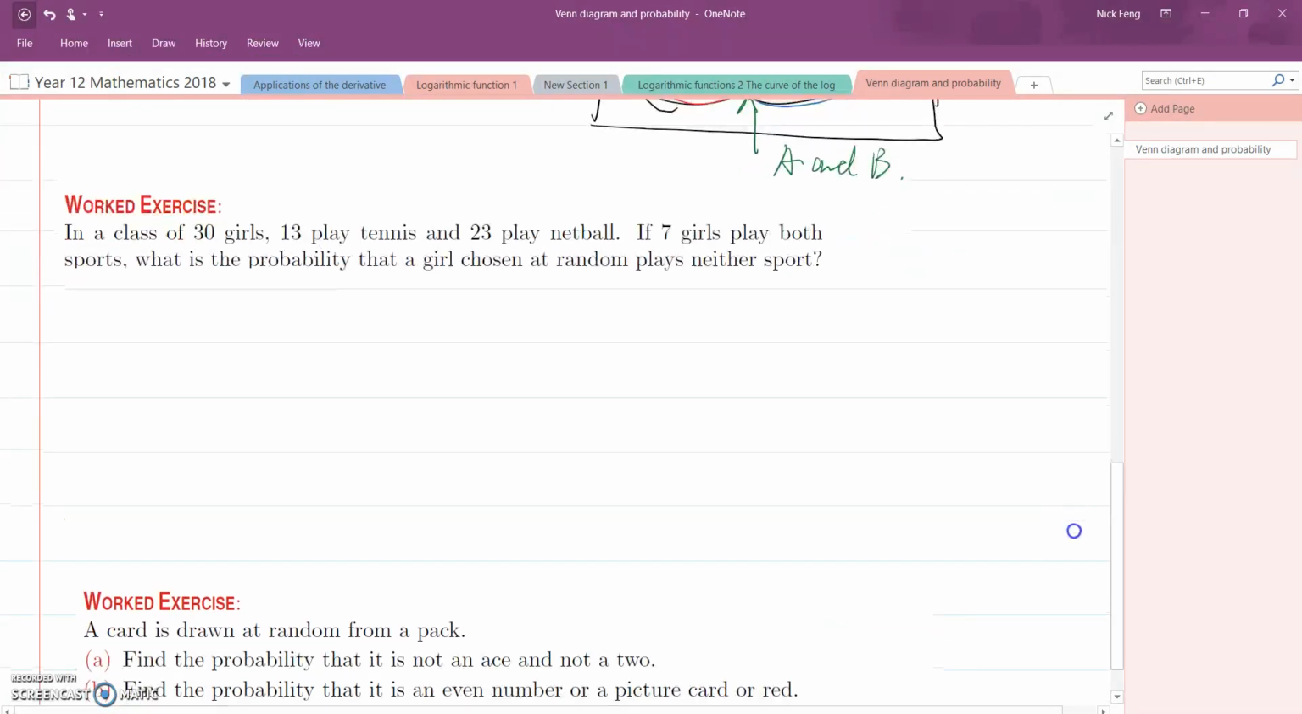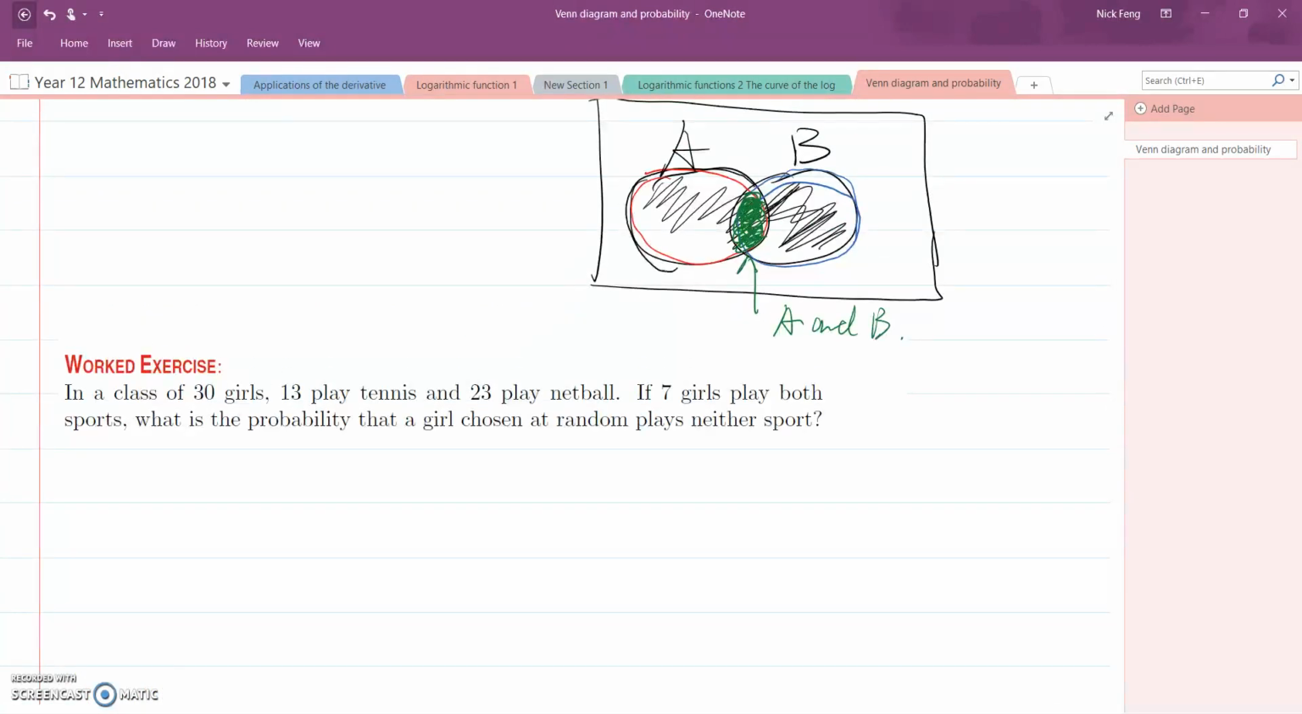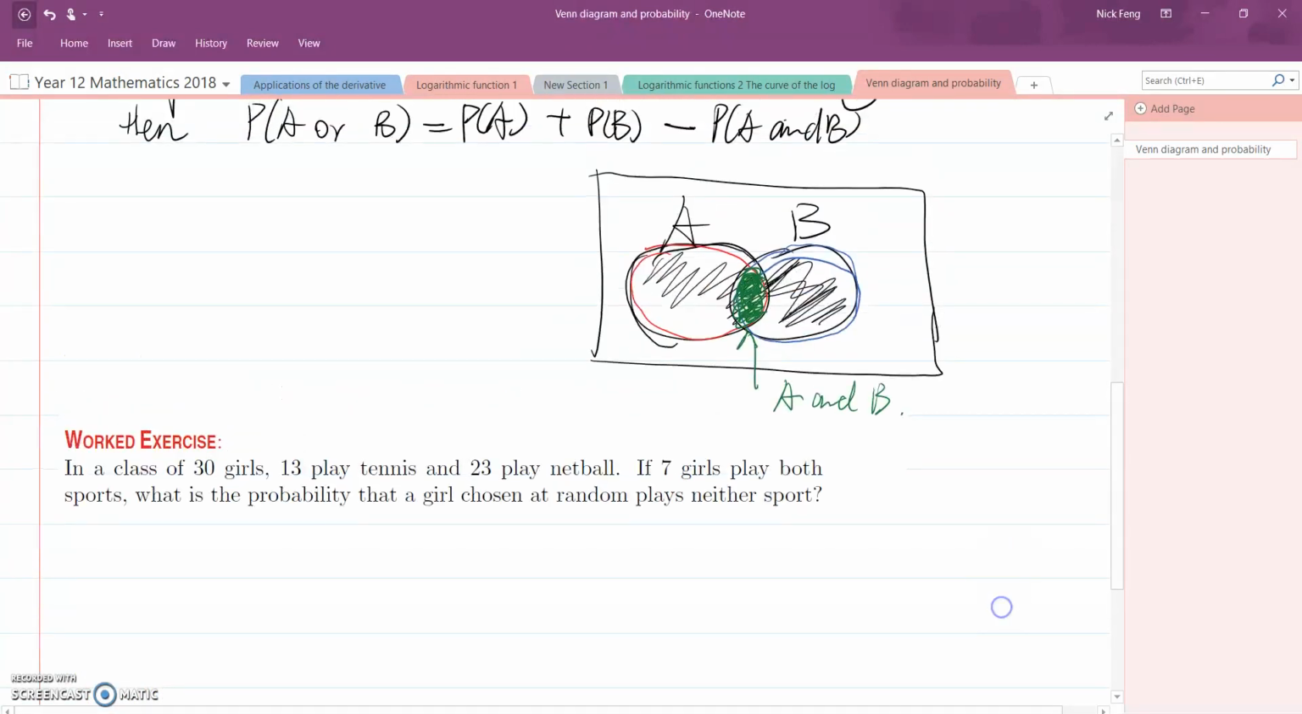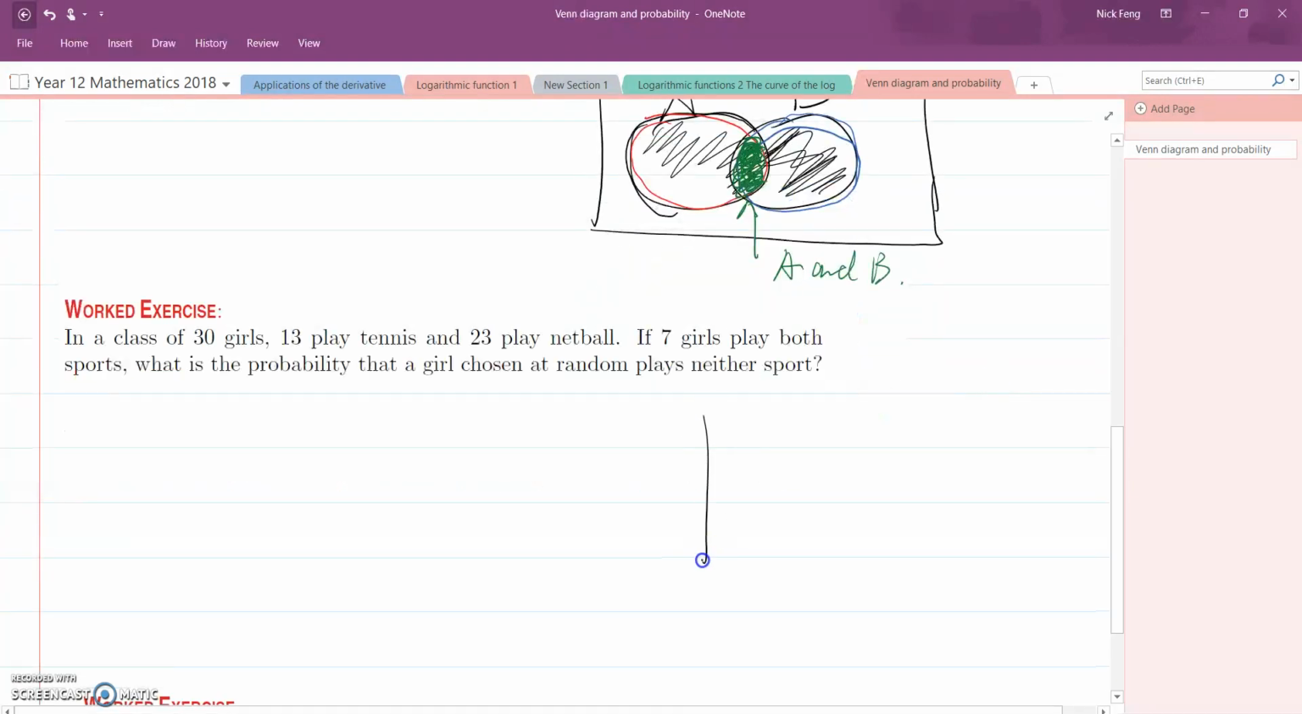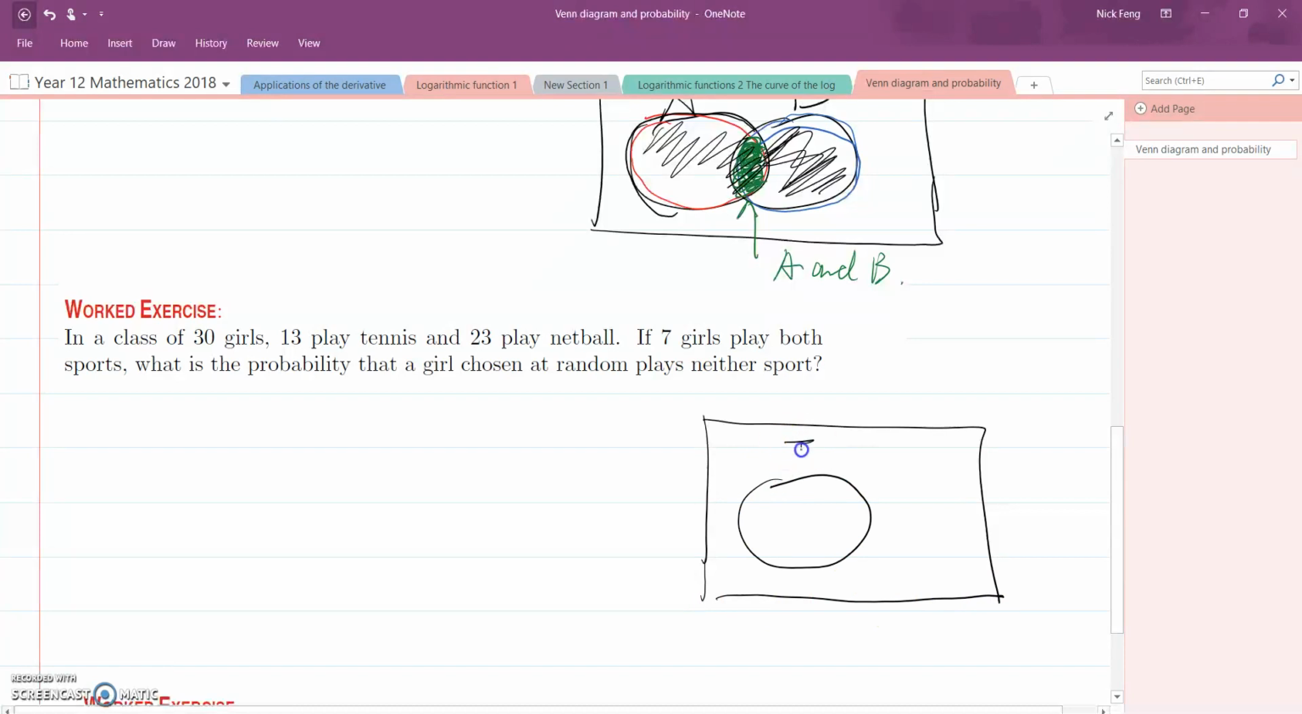So let's take a look at an example that uses this kind of idea. Because sometimes you have to work out what's in the middle. So in a class of 30 girls, so in this Venn diagram, including the outside bit, there are 30. 13 play tennis, 23 play netball, 7 girls play both. What is the probability that a girl chosen at random plays neither sport? Which means you need to find out the number outside.